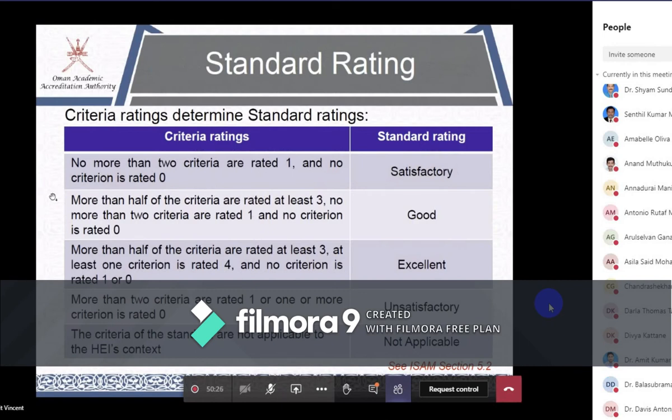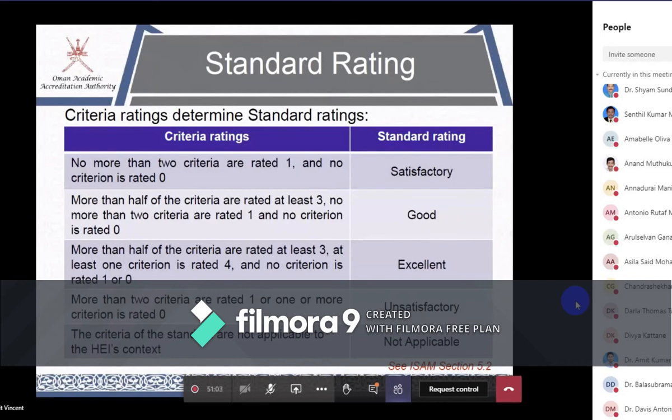Let's go to the standards rating, how we are achieving it for the standard. So these are for the criteria: 4, 3, 2, 1, 0. Based on the number of criteria that are met, not met, or satisfactorily met, the OAAA will be rating the standards. The first one, if we need to get satisfactory, no more than 2 criteria are rated 1 and no criteria is rated 0.